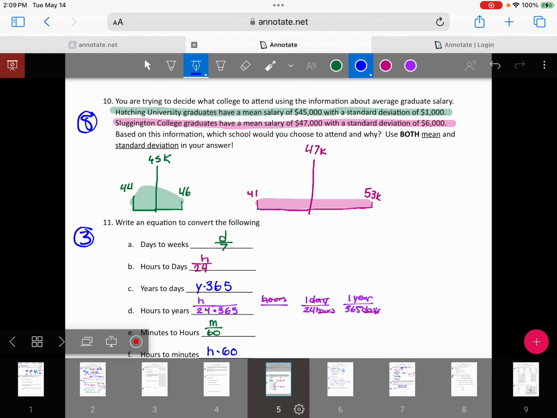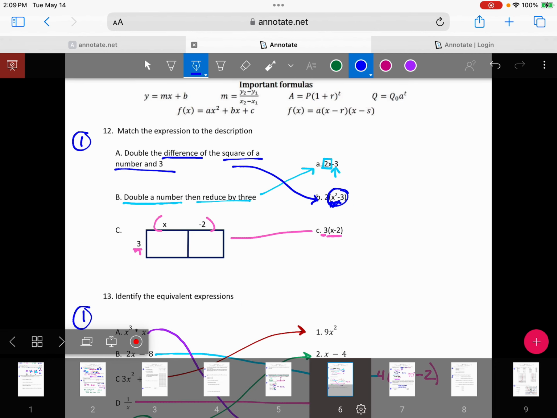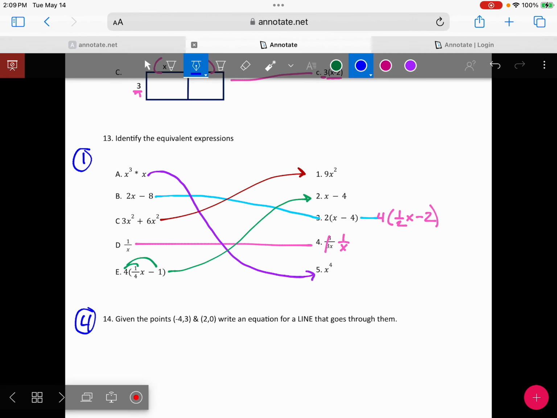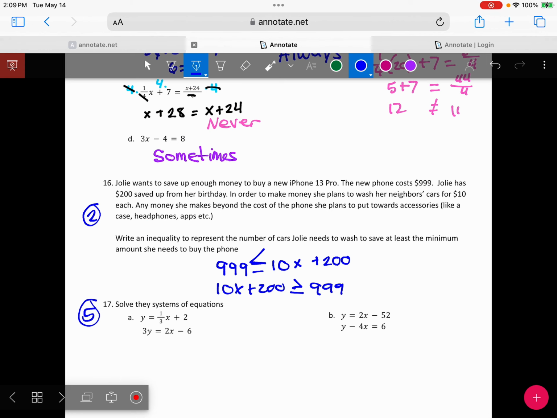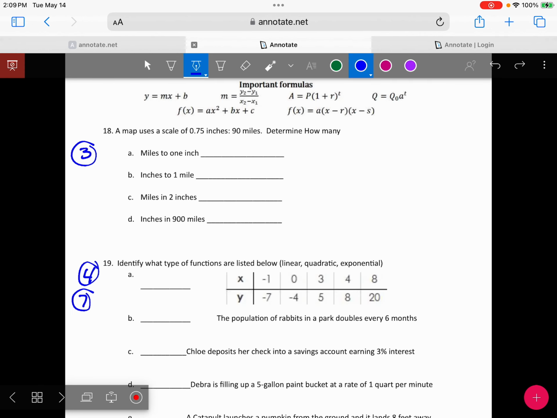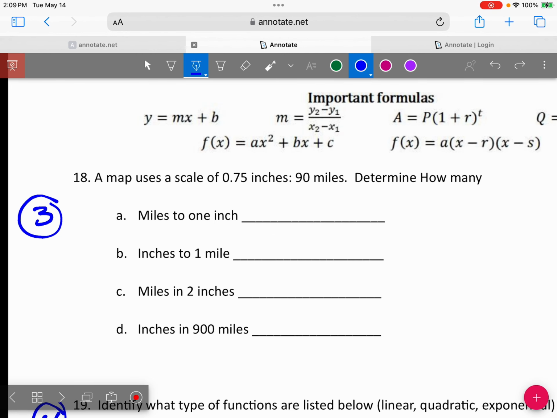And I don't think we have many more, because we've done all of that. That's chapter 4. We'll do that one tomorrow. 2, 5. There's a 3. Number 18.